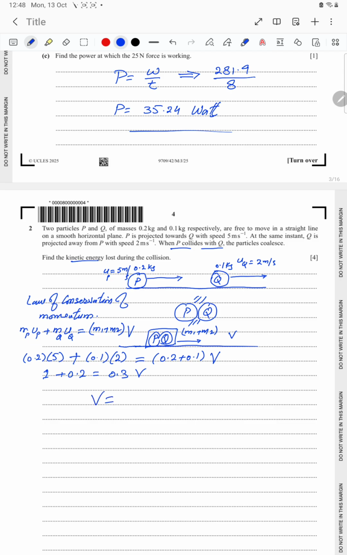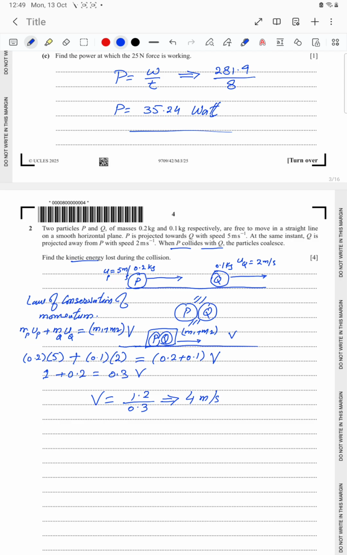So v you can calculate on the calculator. v will be 1.2 divided by 0.3, which gives us 4 meters per second. This is the speed of the particles combined after the collision.